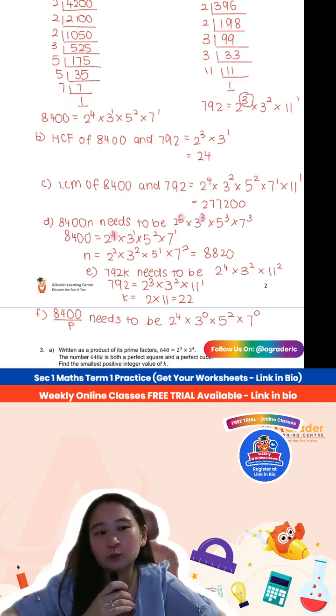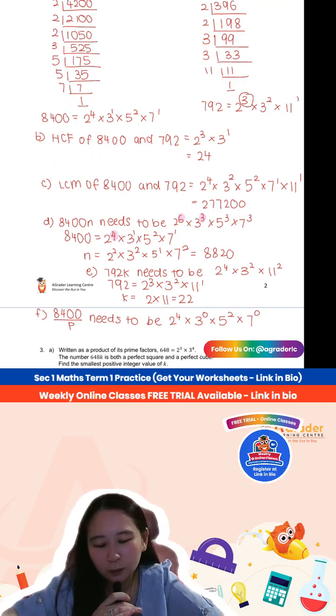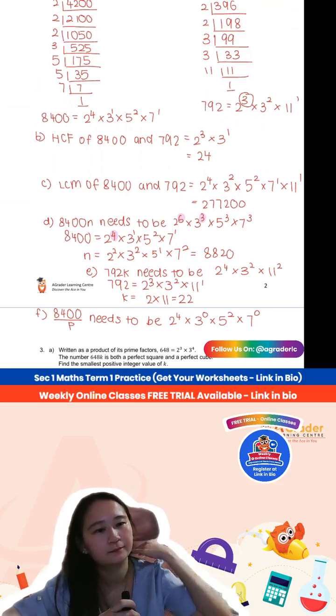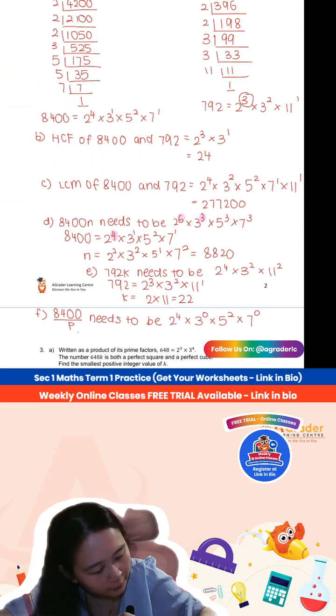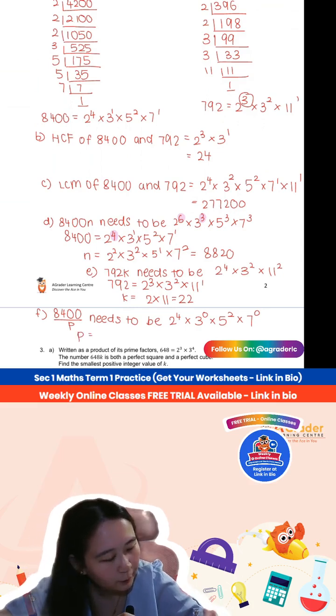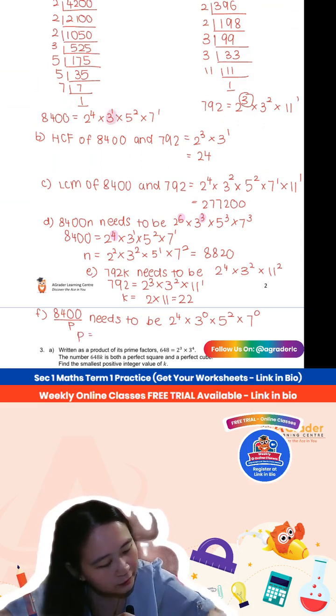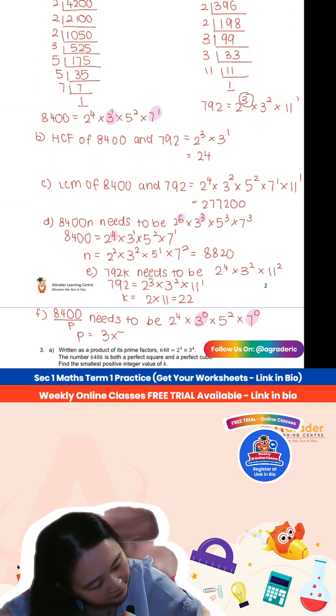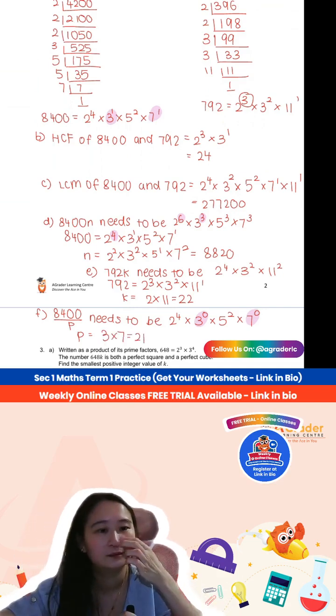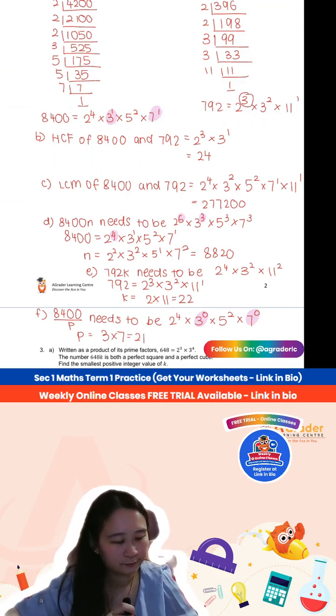Usually this kind is 1 mark per part. Only for the first one, part A, will be 2 marks. Okay? So therefore my P has to be, you compare, you need to divide it by 3 and you have to divide it by 7. Therefore P needs to be 3 times 7. So that's for my part F.